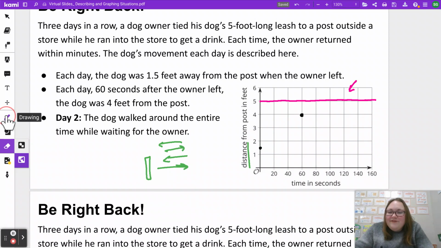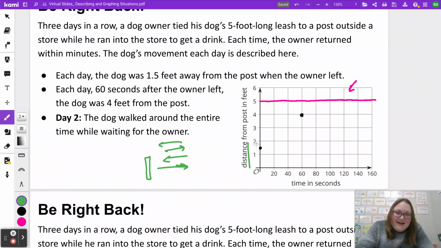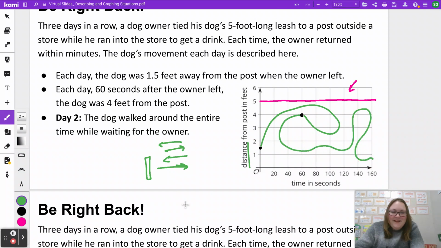I've got one final one for you. I want that dog moving around the whole time, right? So what if my dog does this and they have to go through that point, and then they do this. They are moving the whole time. What do you think of that graph?